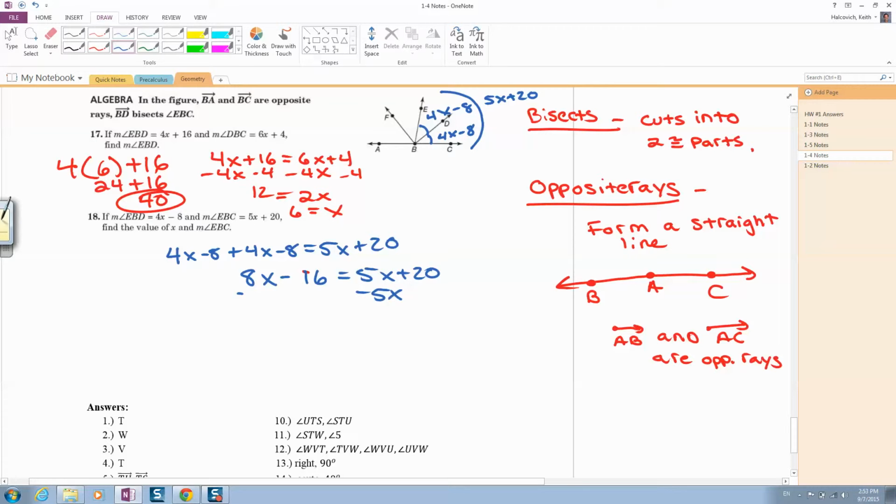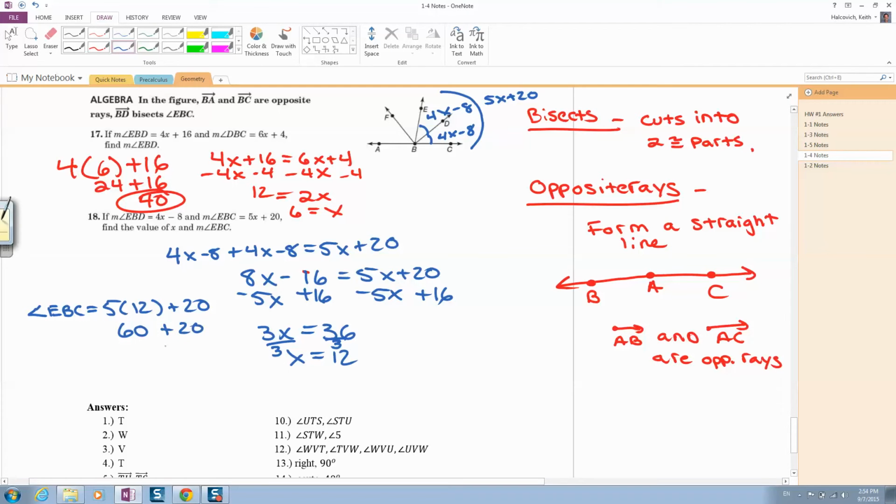Subtract 5x and add 16. So 3x equals 36, x equals 12 when you divide by 3. So then you're trying to find EBC, and that's 5 times 12 plus 20. So it's 60 plus 20, which is 80. And x is 12.